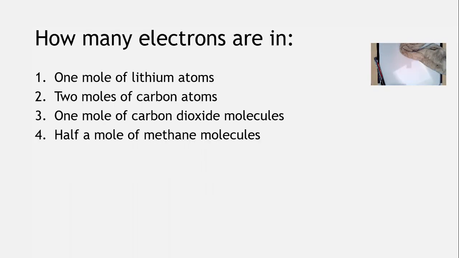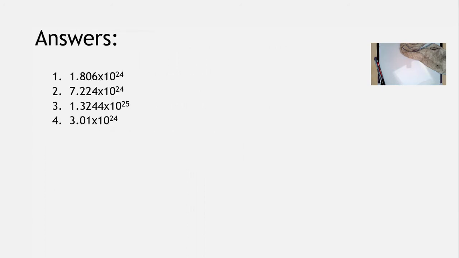And then the next one, which was half a mole of methane molecules. So methane is CH4, one carbon, four hydrogens. So the carbon's got 6, each hydrogen has 1, so that would be 10. It's half a mole, so 0.5 times 6.022 times 10 to 23, and then times by the 10 electrons that you find in methane, and that will give you your answer, 3.01 times 10 to 24.